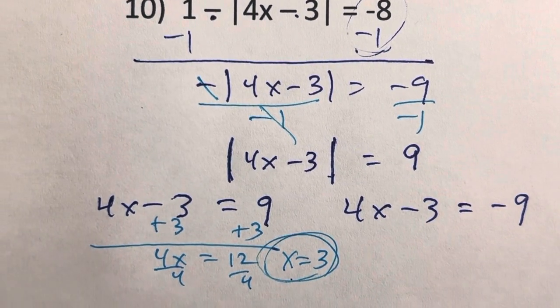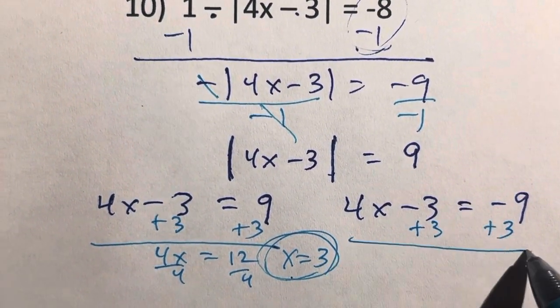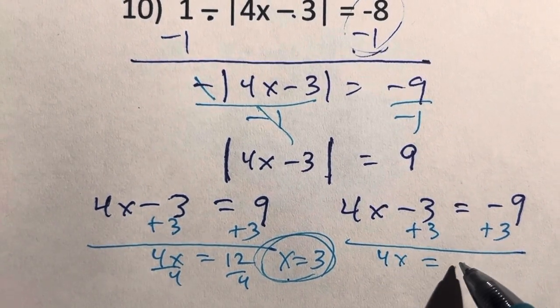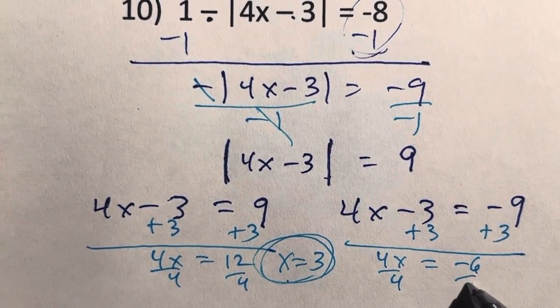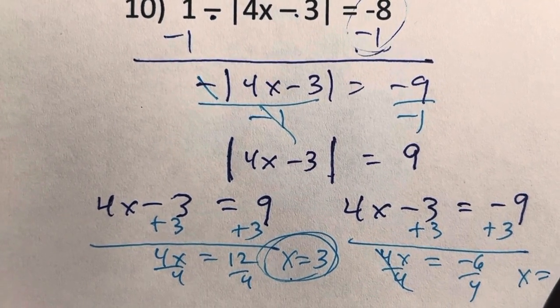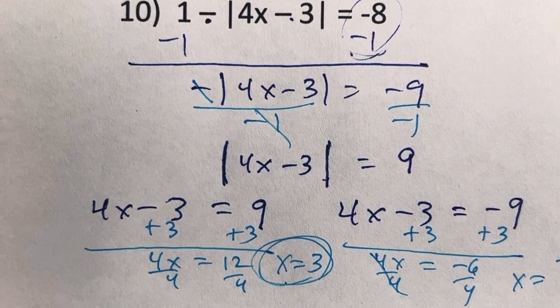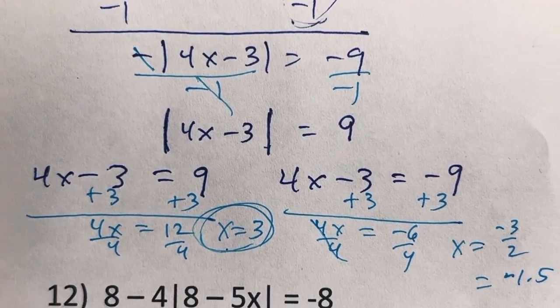There's one answer. Over here, I'm going to add 3 to both sides. 4x equals negative 6. Divide by 4. And x equals, that simplifies to negative 3/2, or negative 1.5 if it wants a decimal. There it is.